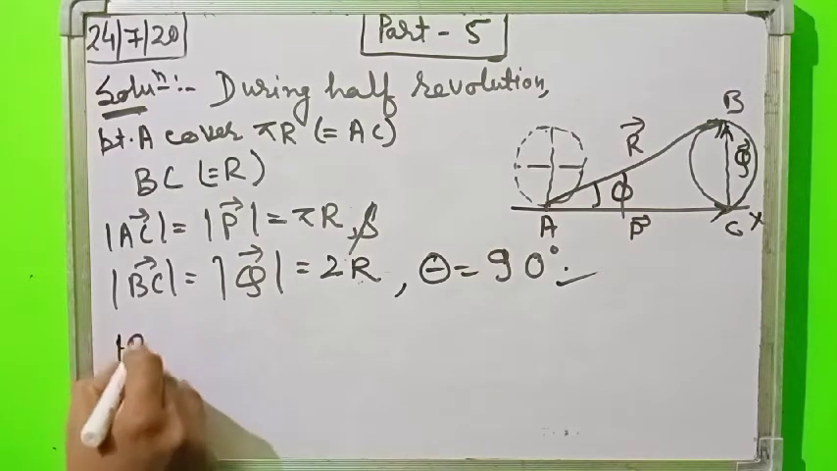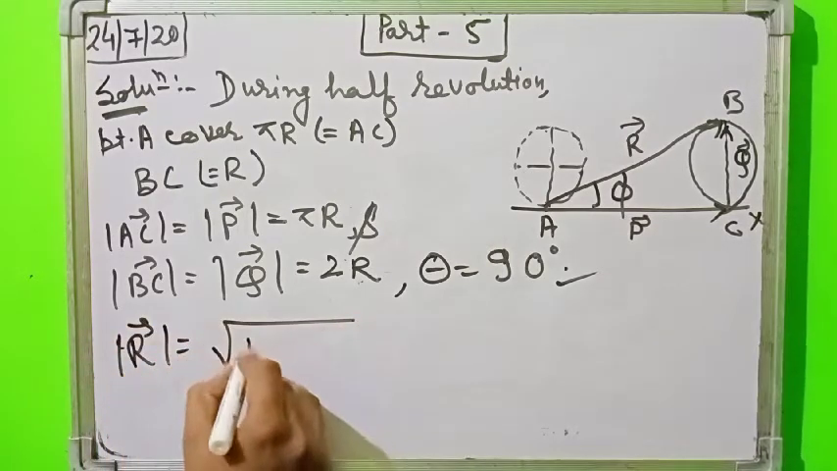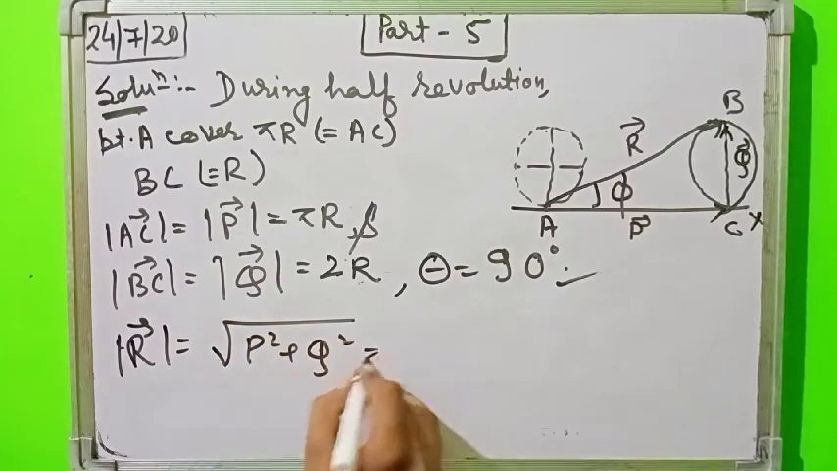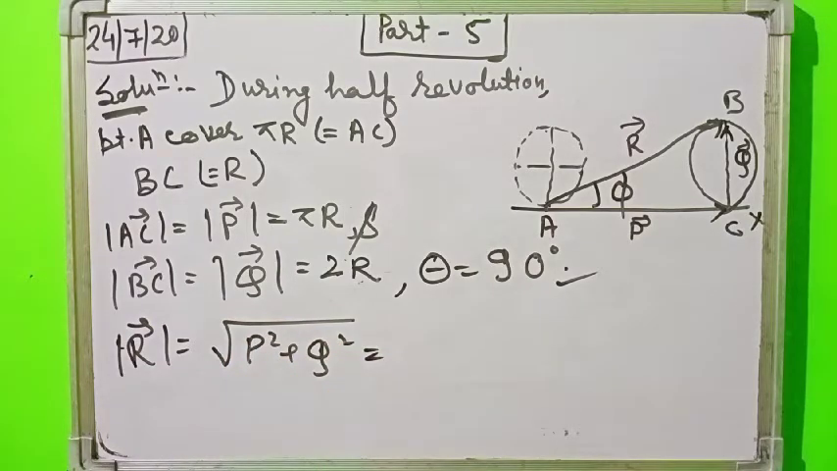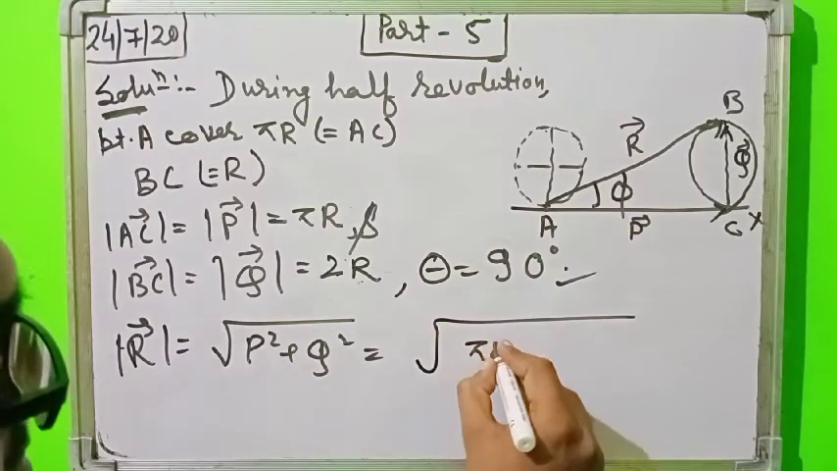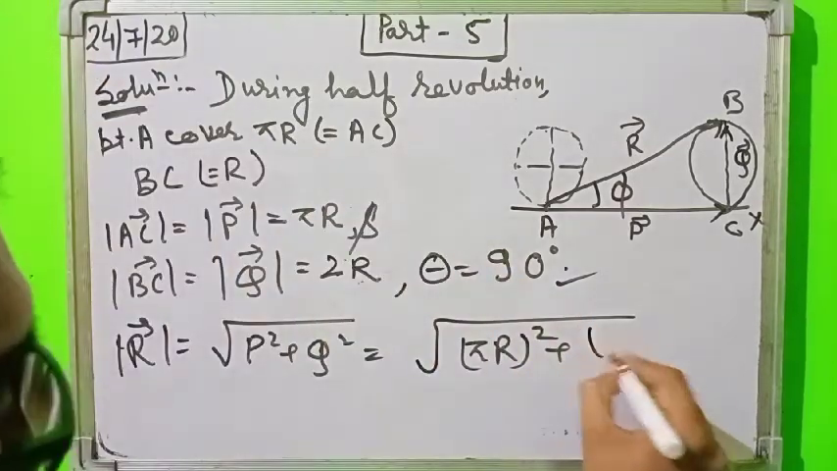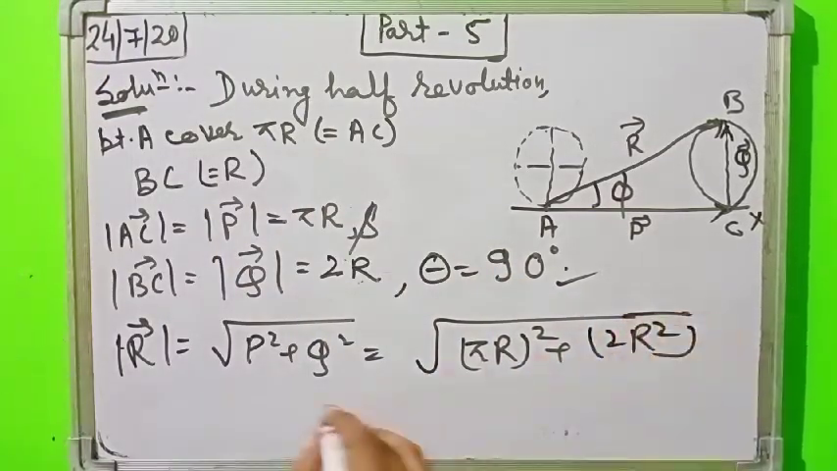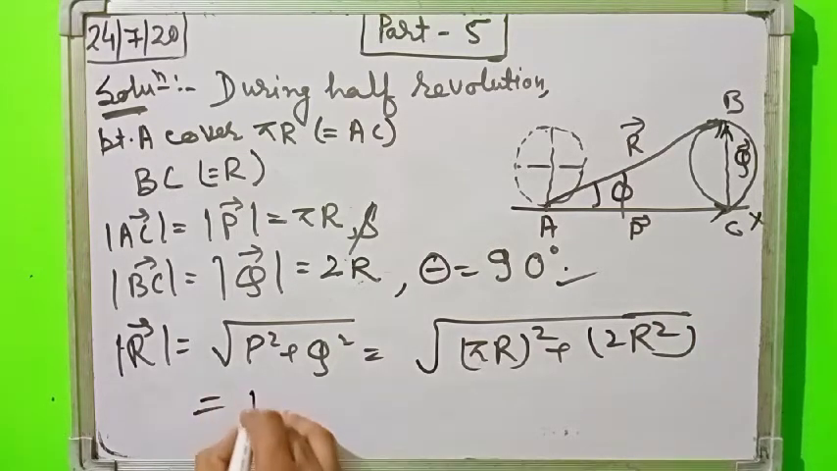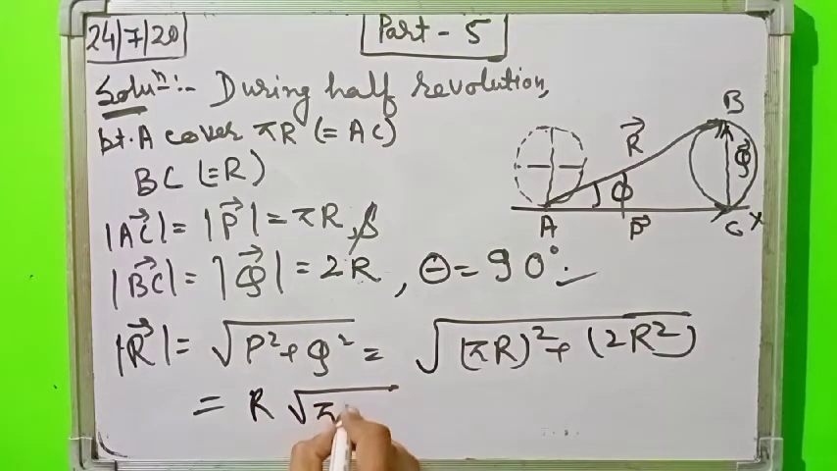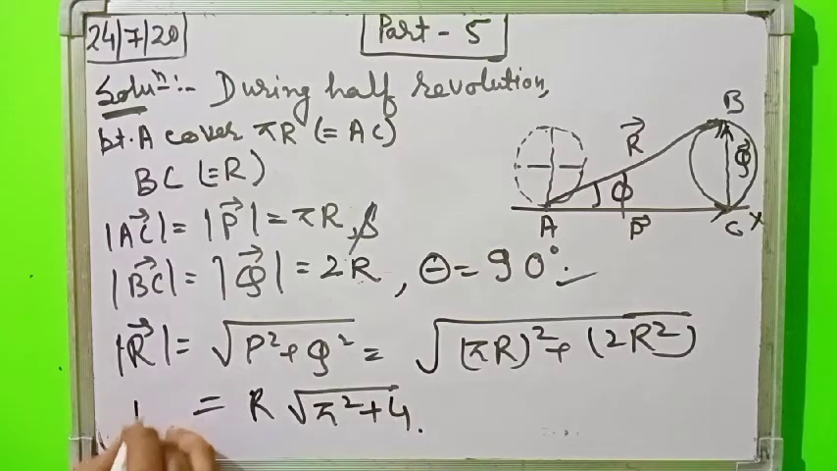Now the magnitude of R vector is equal to under root P square plus Q square. So it is under root of pi r whole square plus 2r whole square. Now look here, dear students, it is r under root pi square plus 4. This is the magnitude of the resultant of these two vectors.